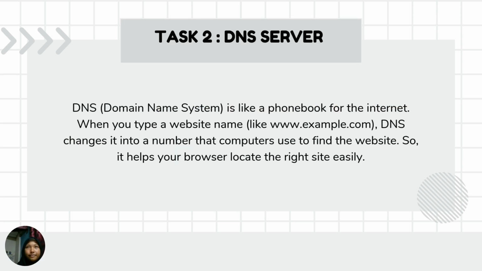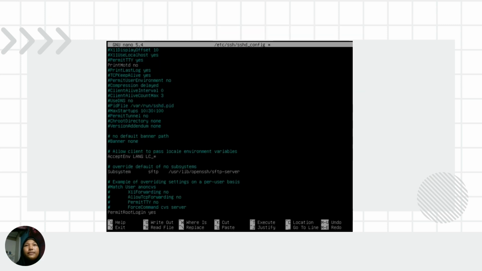Next, we have task 2, which is DNS server. DNS is domain name system. It's like a phone book for the internet. When you type a website name like www.example.com, DNS changes it into numbers that computers use to find the website. So it helps you browse and locate the right site easily.